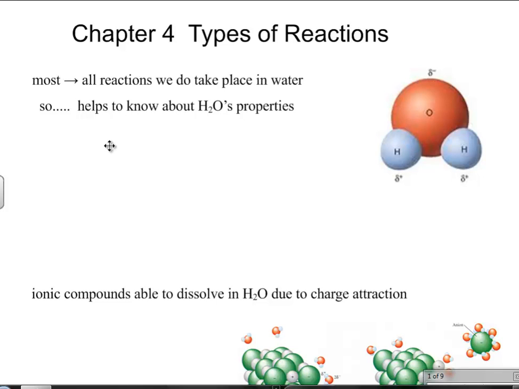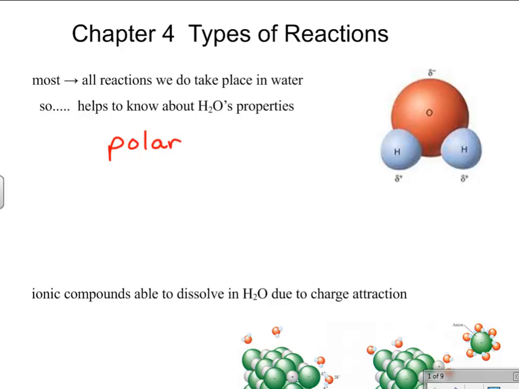Chapter 4 takes a look at the type of chemical reactions we're going to be dealing with. Most of our chemical reactions are going to take place in water, so it would be helpful to know a little bit about water's properties while we are dealing with solutions and reactions in solutions.